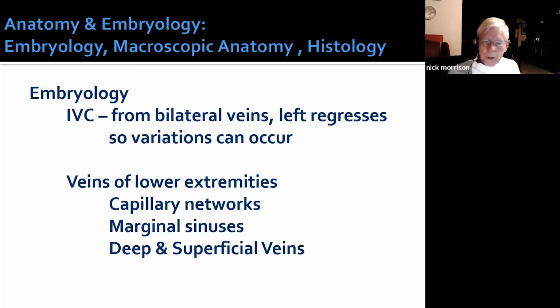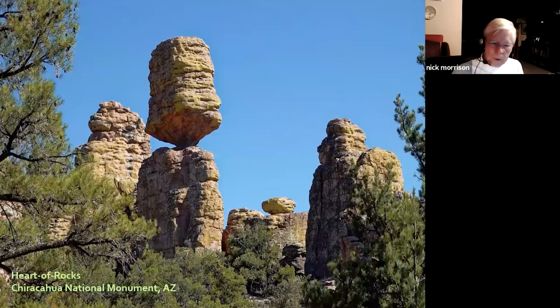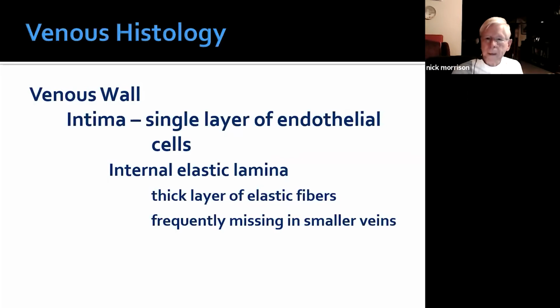The veins in the lower extremity start with the capillary networks and become marginal sinuses, and then into the deep and superficial veins. That's a place called Chiricahua National Monument down in southeast Arizona. That's a hike called Heart of Rocks. It's truly spectacular.